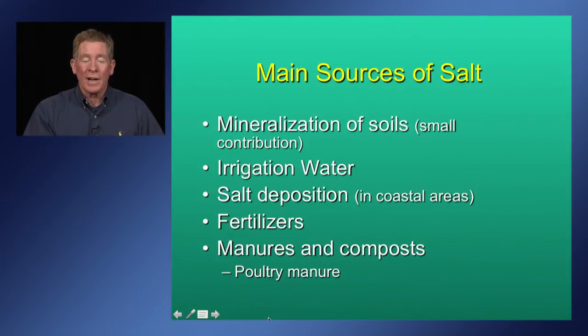A small area in coastal regions can actually get salt deposition that lands directly on the leaves that can produce injury. Fertilizers are another source of salts, even though they're nitrogen and potassium and other types of minerals. They can still contribute to the salinization of soils. And also there's manures and compost. These also contribute to the overall salinity in the soil profile. So collectively, all these five sources of salts can contribute to the salinity of the root zone.